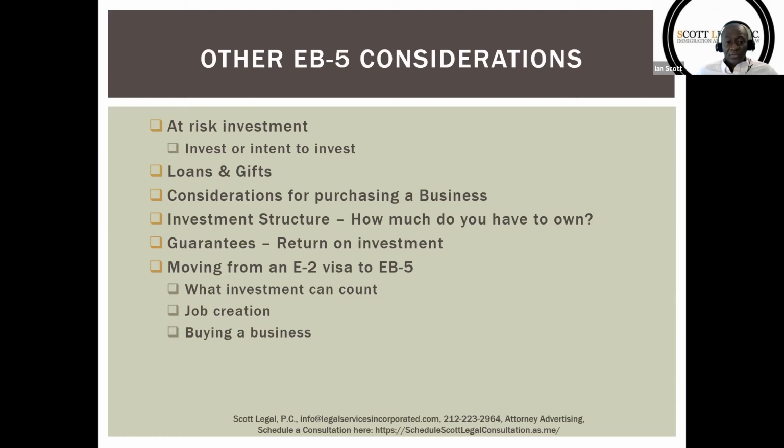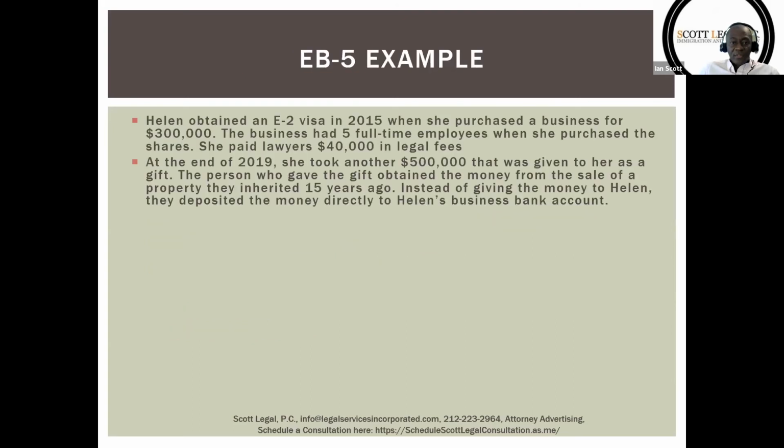We talked about considerations of purchasing a business, and how it doesn't really work in terms of that amount being included in the investment. How much do you have to own? Unlike E2, where you have to own 50% of the amount, for EB-5 you can own a very low amount. That's not a problem at all. For EB-5, you can't have any returns on investment. And then moving from E2 to EB-5, we talked about that during the presentation.